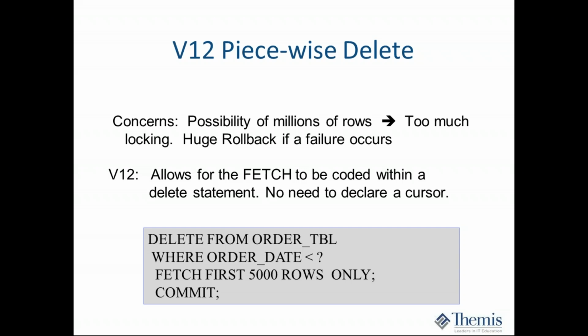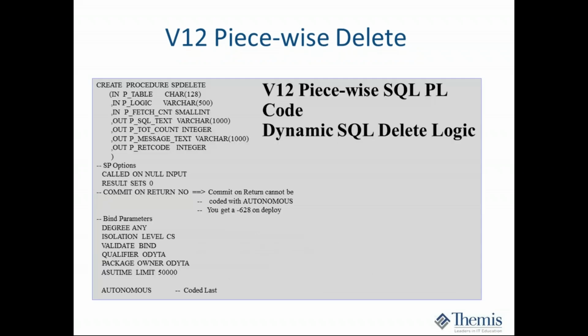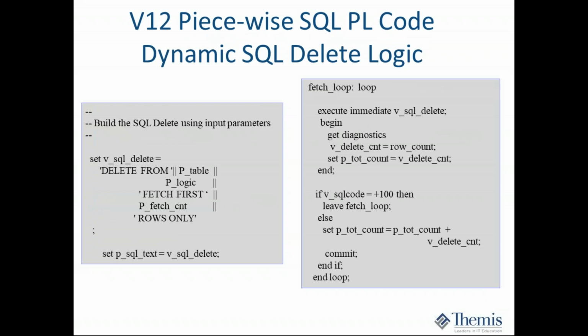Now, what I like is, when you come into things like commits or fetch first, I like to have that as a variable that comes into the program. What I have here is a great example of an SQL PL stored procedure program that will do exactly that. You feed it on the input parameters what table you want to delete from, what your where logic is, and what your fetch first count is. It's going to go through some looping logic. That's the top of the stored procedure. Here I'm building my dynamic SQL, concatenating this together, and going through my fetch loop.